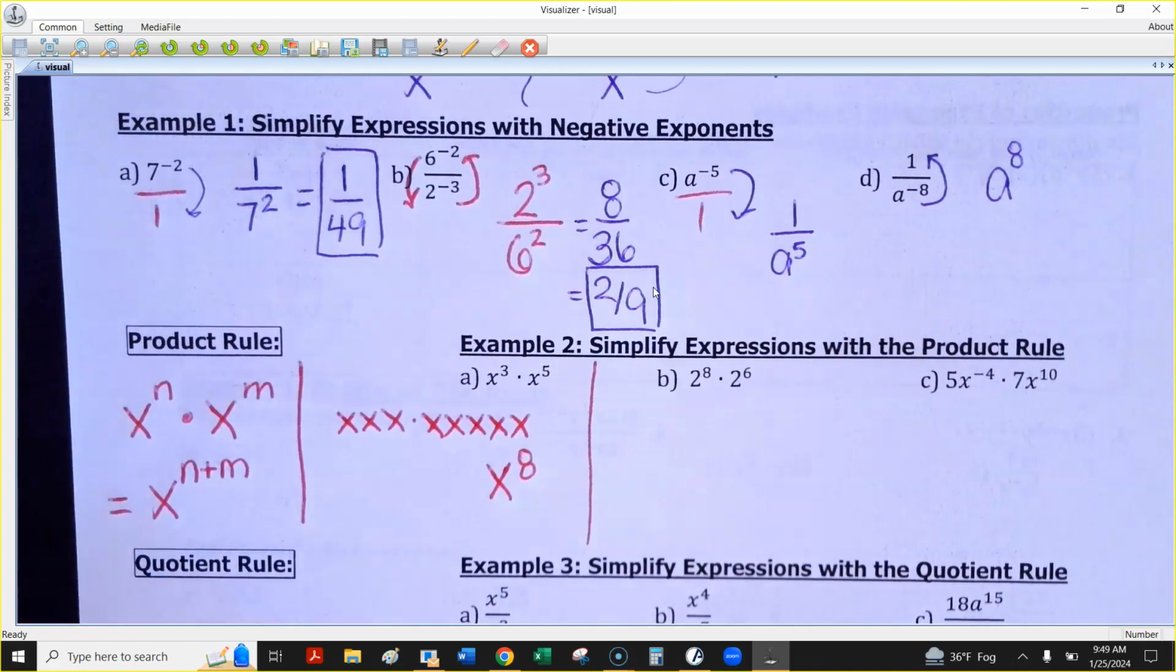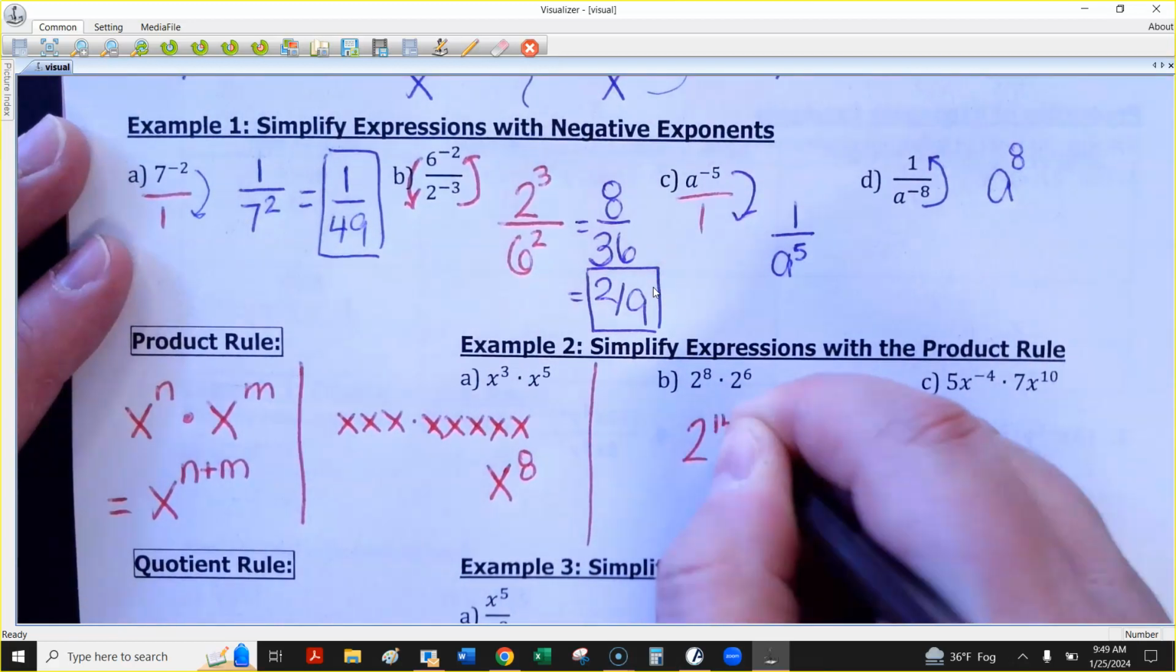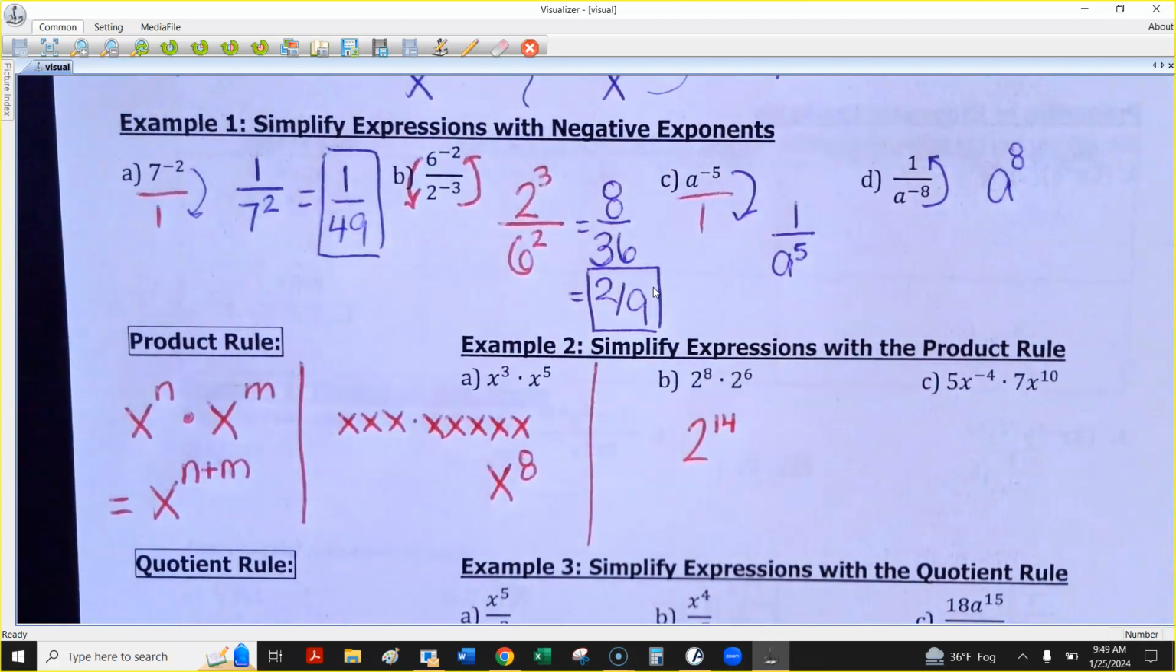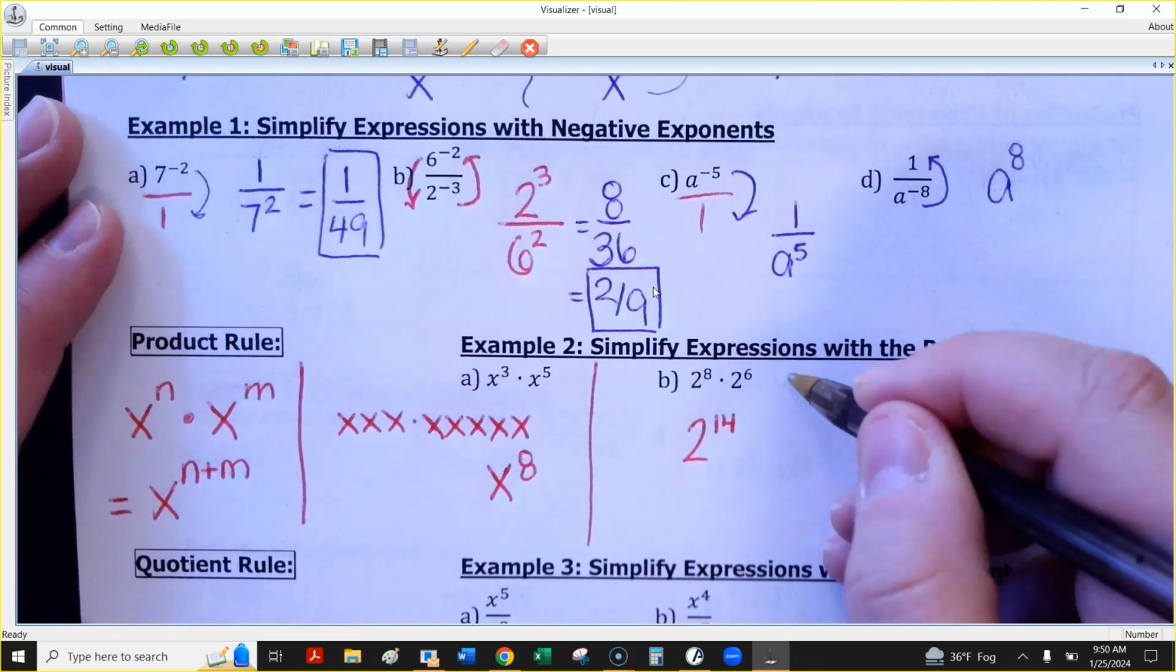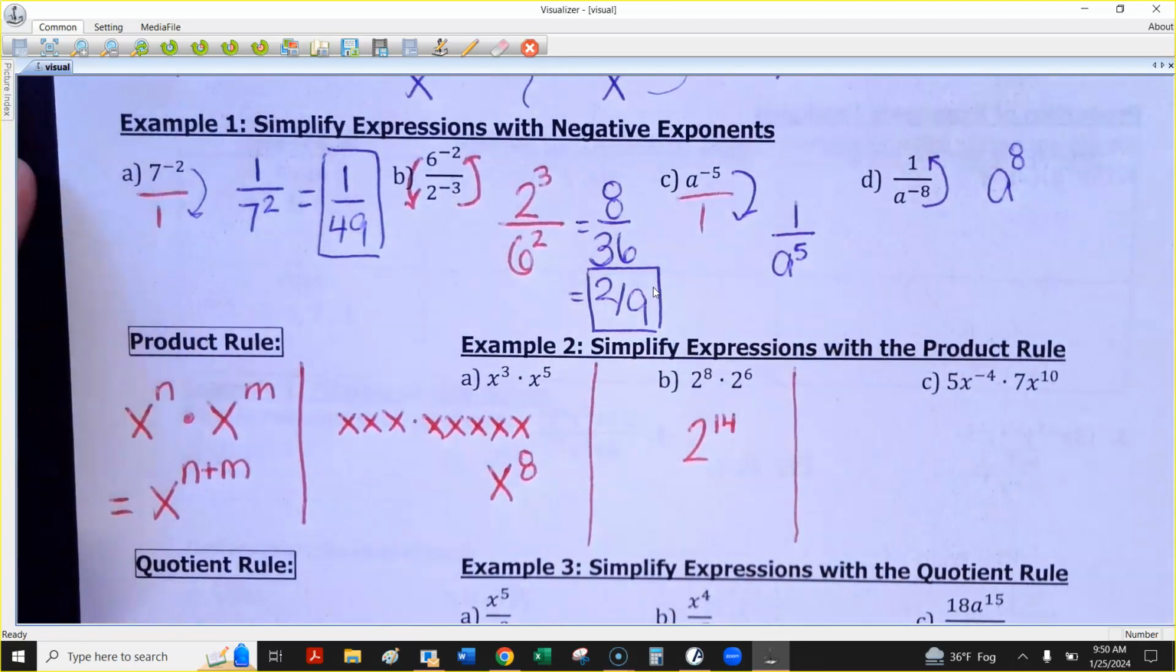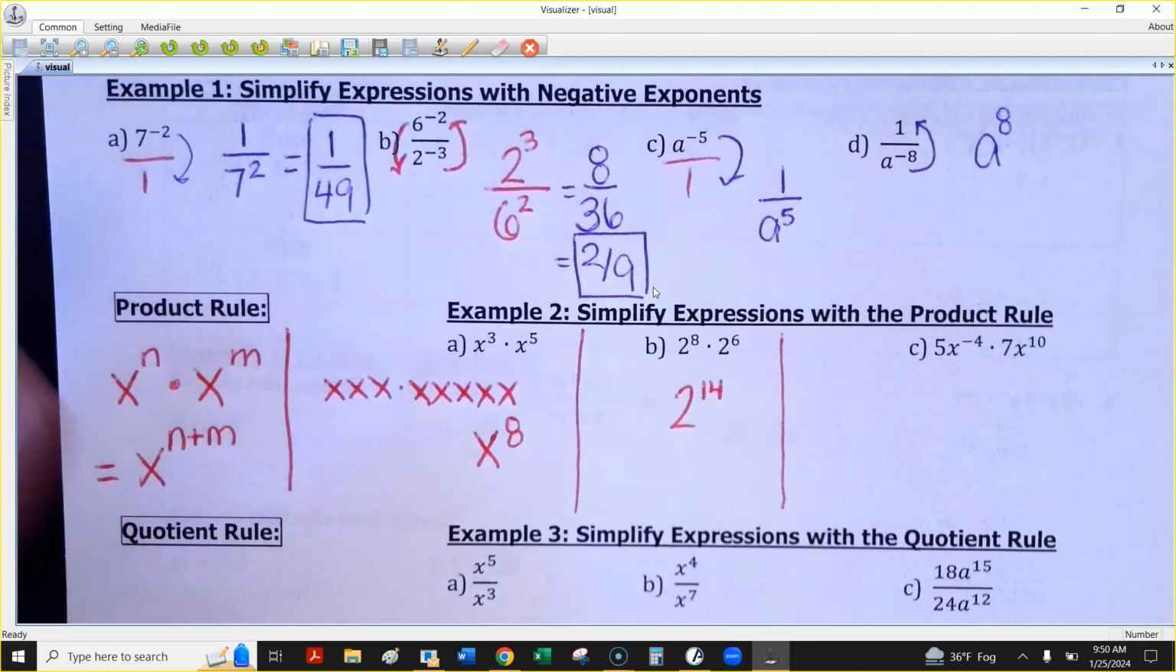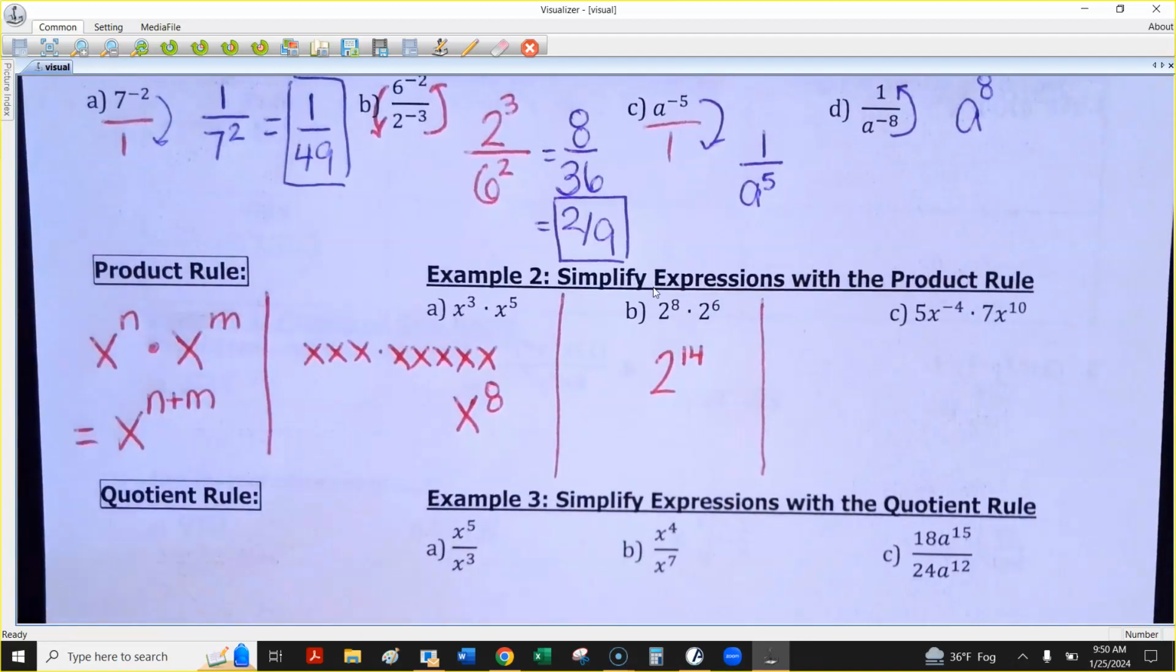Okay, plus. All right, now, I don't know why, but sometimes if it's a number, people would write like 4 to the 14th. Don't do that. You keep the base exactly the same. So you're doing 2 written out 8 times, 2 written out 6 times, so the total would be 2 written out 14 times. So don't change the base. I think that throws some people off sometimes if it's got a number instead of a variable as the base of the exponent.